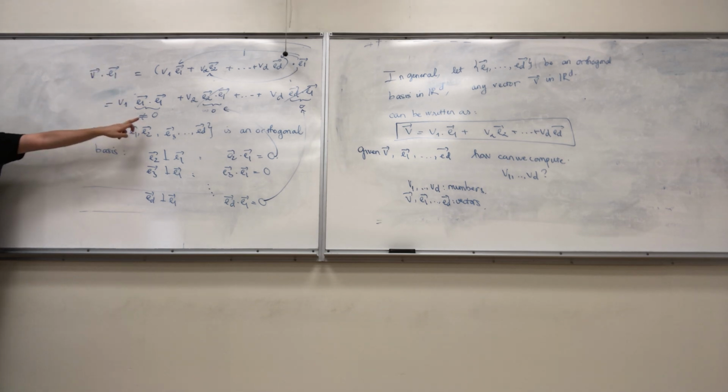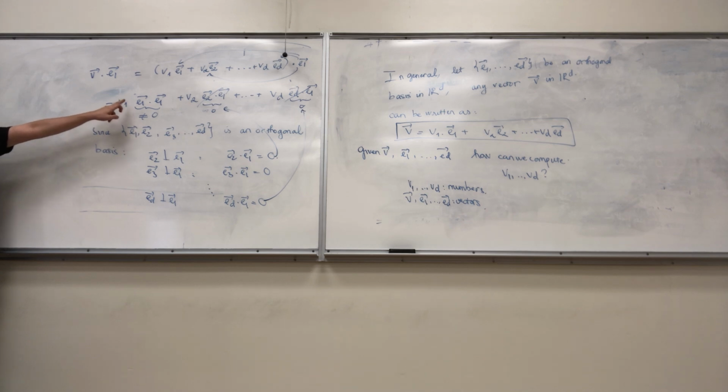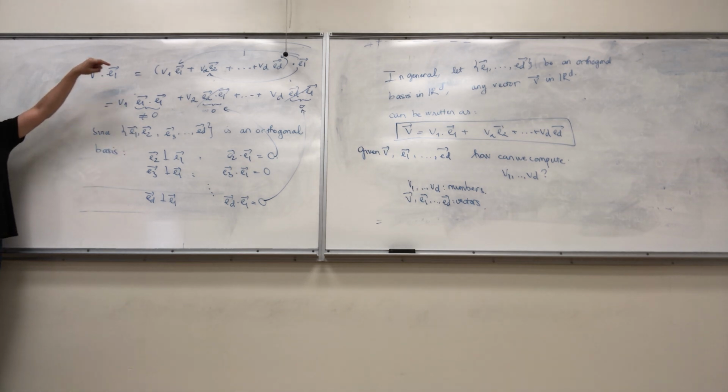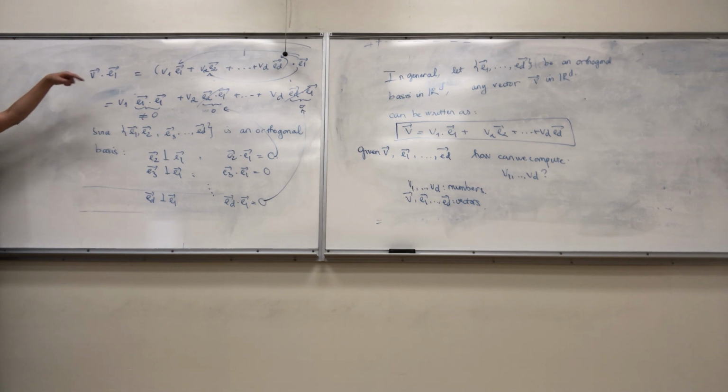So why is it not 0? It's multiplying by itself. Right. So this is an inner product where you multiply a vector with itself and this is not 0.